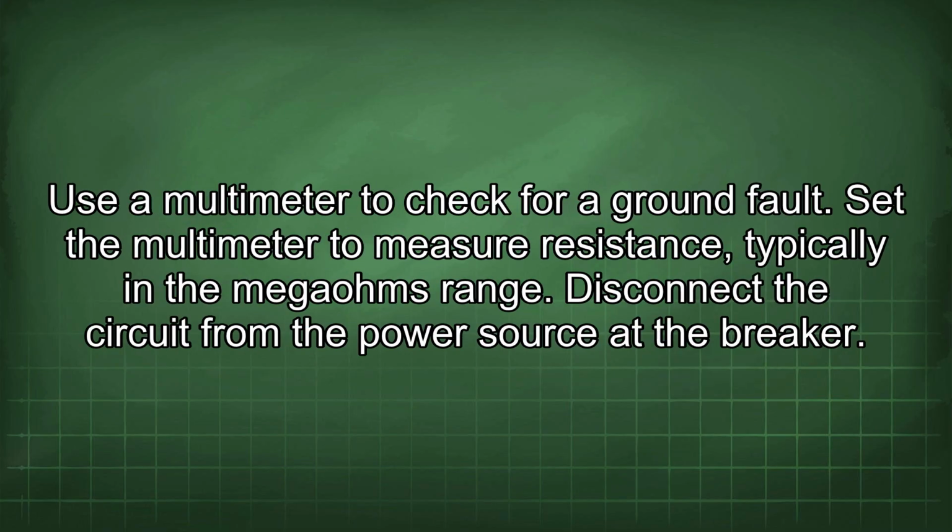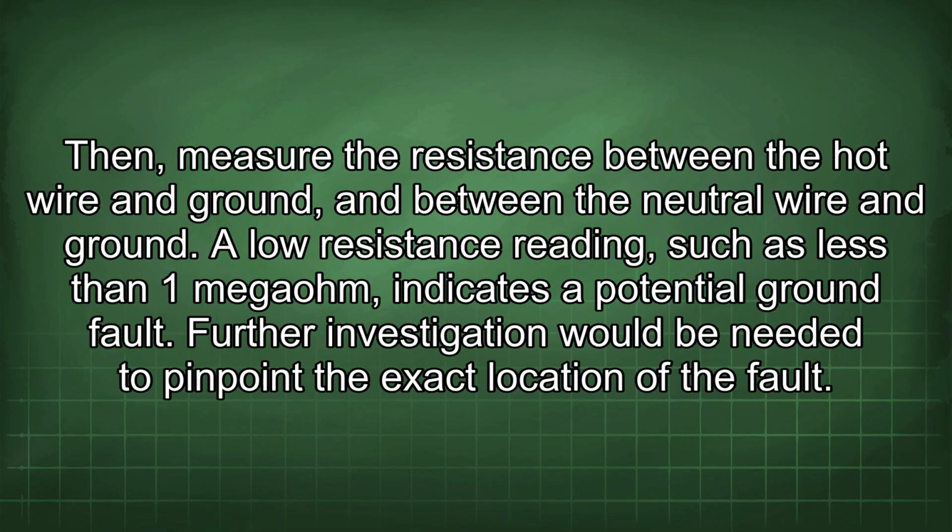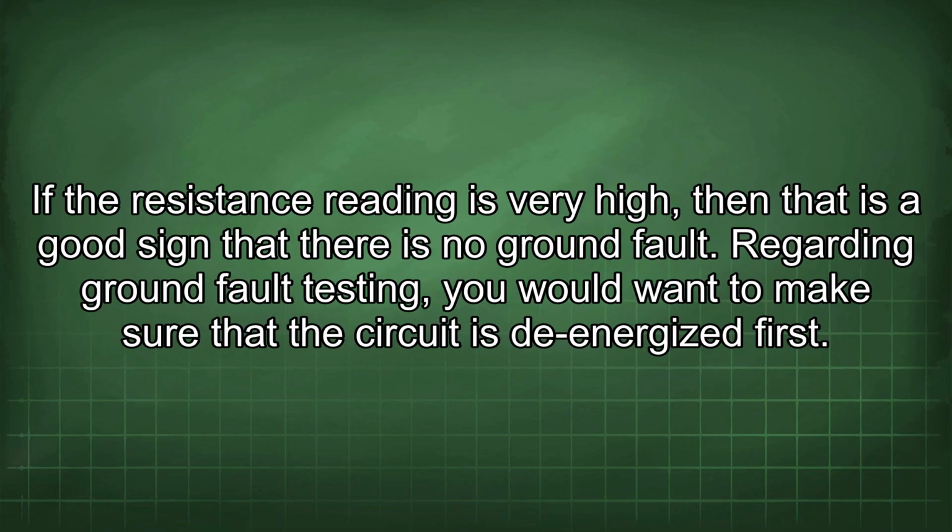Use a multimeter to check for a ground fault. Set the multimeter to measure resistance, typically in the megohms range. Disconnect the circuit from the power source at the breaker. Then, measure the resistance between the hot wire and ground and between the neutral wire and ground. A low resistance reading, such as less than 1 megohm, indicates a potential ground fault. Further investigation would be needed to pinpoint the exact location of the fault. If the resistance reading is very high, then that is a good sign that there is no ground fault.